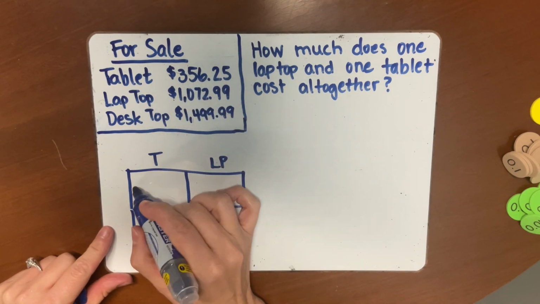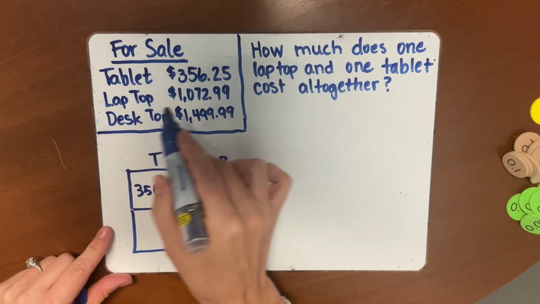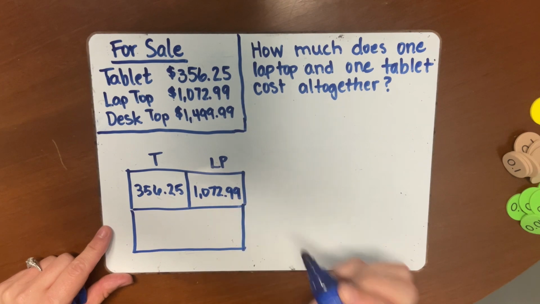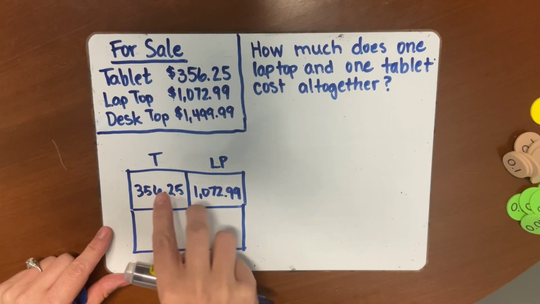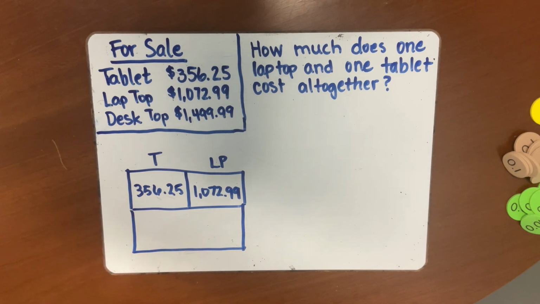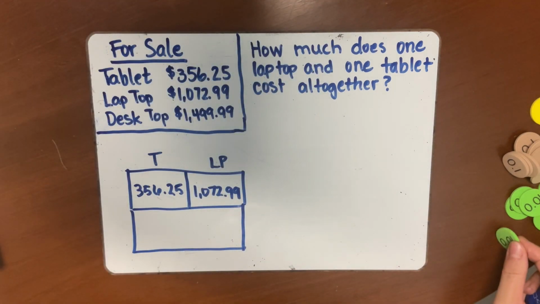The tablet is $356.25 and the laptop is $1,072.99. I'm trying to figure out what those two parts together make, the whole. Today, you can decide if you want to solve that using place value discs and the place value chart or that number line. Go ahead and choose your tool and give it a go. How much does it cost altogether? Pause the video now.